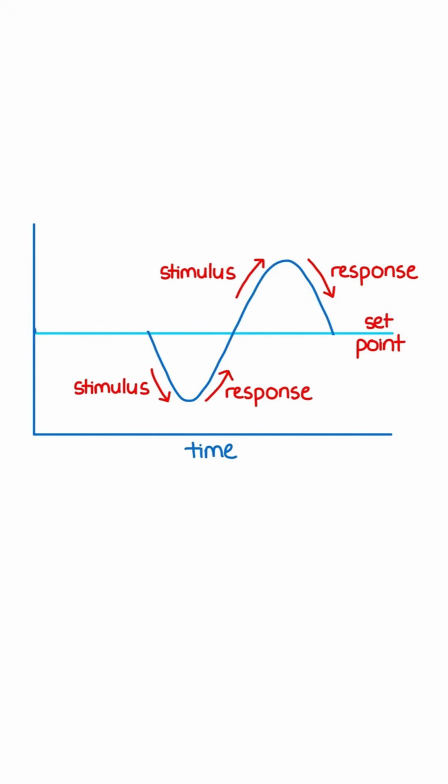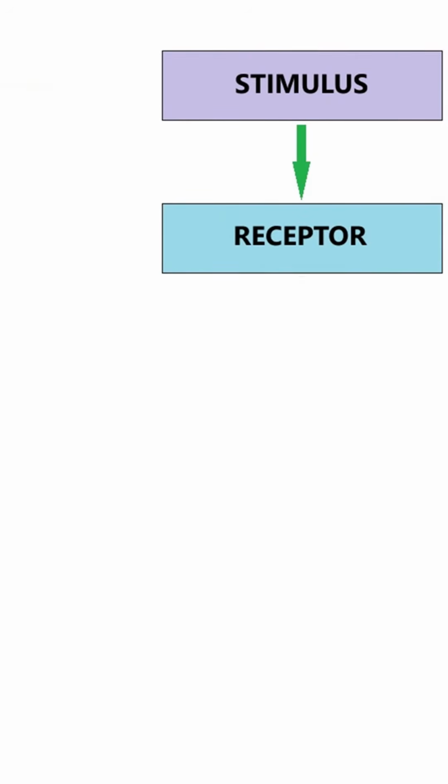The stimulus response model consists of a number of different components. First of all is the stimulus, which is the change in the external environment. For it to be a stimulus, it needs to be able to be detected and it needs to be able to be responded to. The stimulus is detected by the receptor. The receptor is normally a modified dendrite or a protein on the cell surface of a particular cell. The receptor then sends a neural message by way of an action potential to the modulator.